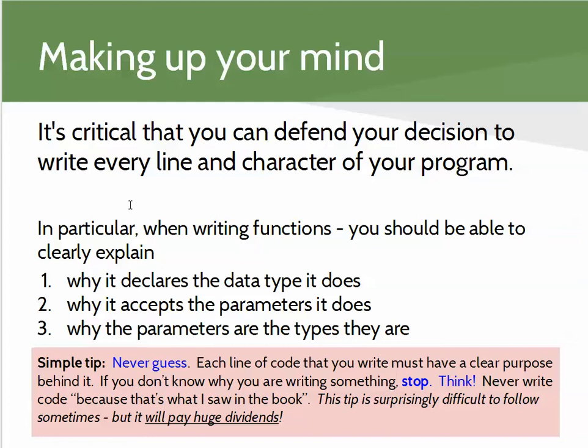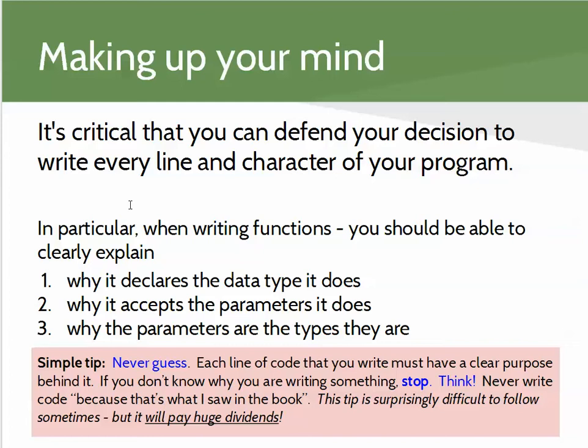Within the context of making up your mind of whether or not your function should return variables and take parameters, you need to be able to clearly explain why a function that you write declares the data type that it does, why it accepts the parameters that it does, and why the parameters are the types that they are.